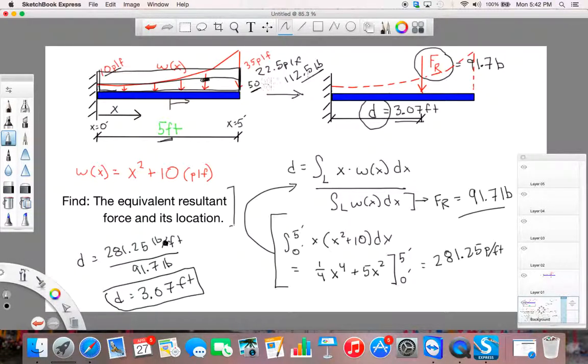Our lower bound's 50 pounds, our upper bound's 112 pounds, and these are just estimations, and our actual result was 91.7 pounds. So we can have some confidence in the result that we found.